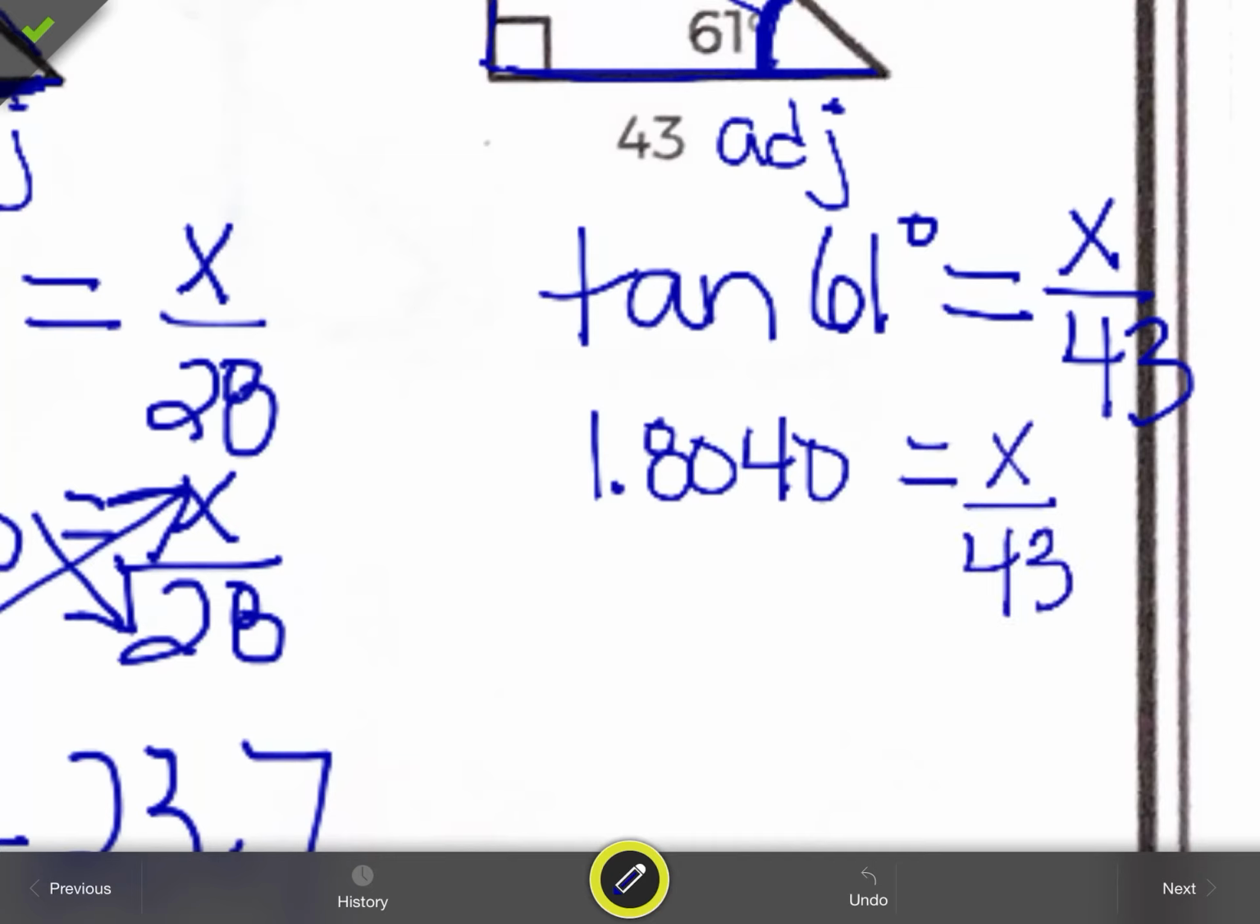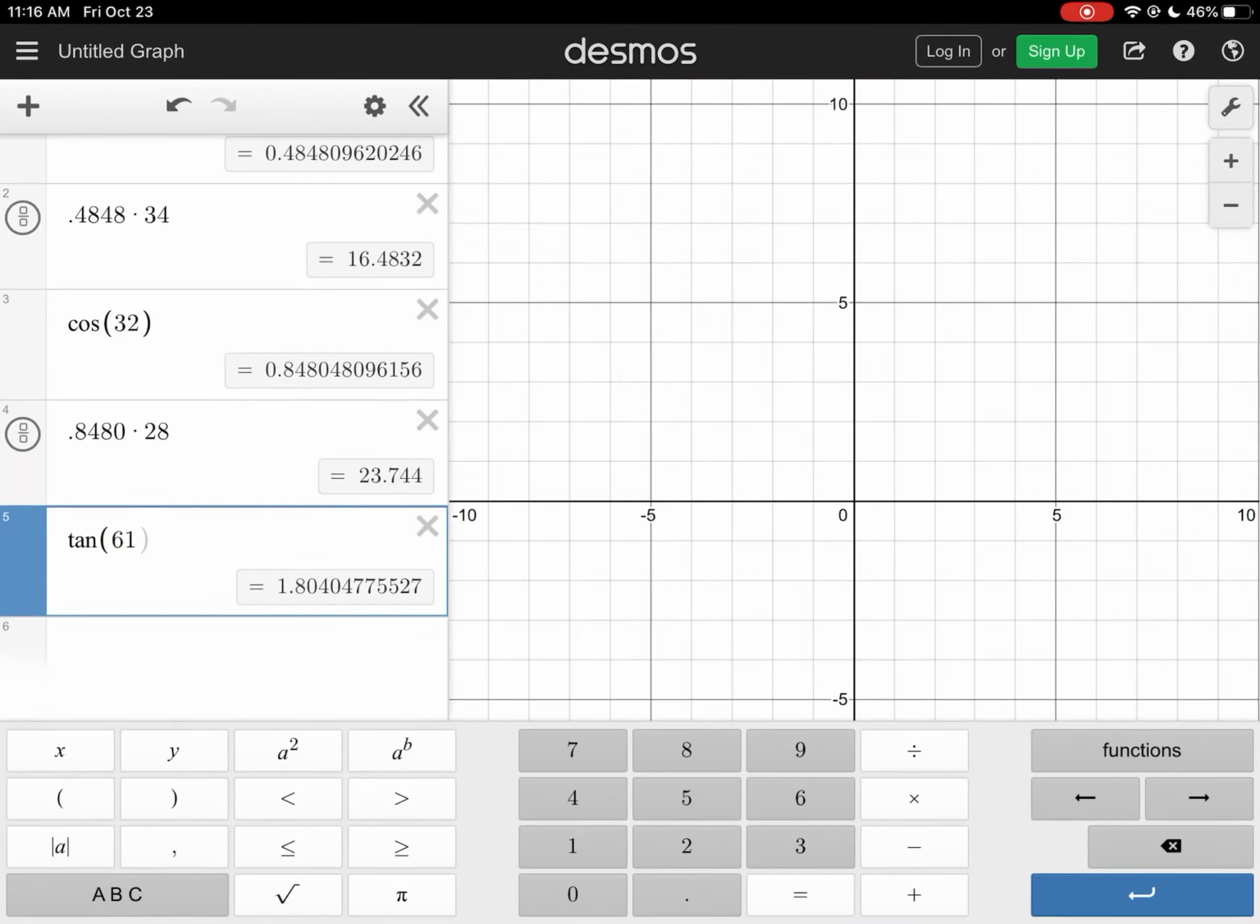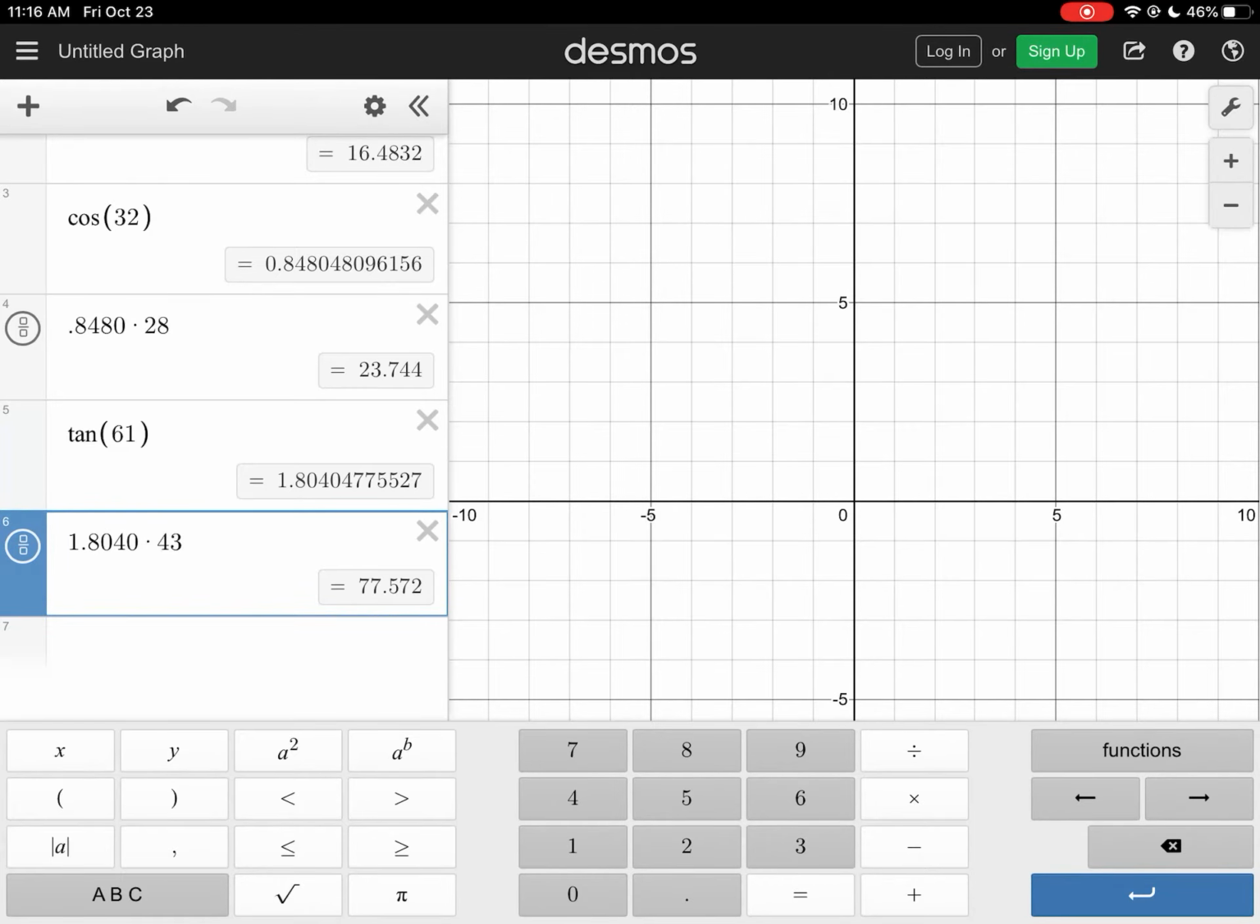And that helps us eliminate the word tangent, so we're not trying to solve it with tan in it. Put it over 1, cross multiply. Okay. This is called solving proportions. 1 times x is x. And then I just got to do 1.8040 times 43. Gives me 77.572. Let's round to the nearest tenth. So that would become 77.6. Oops.